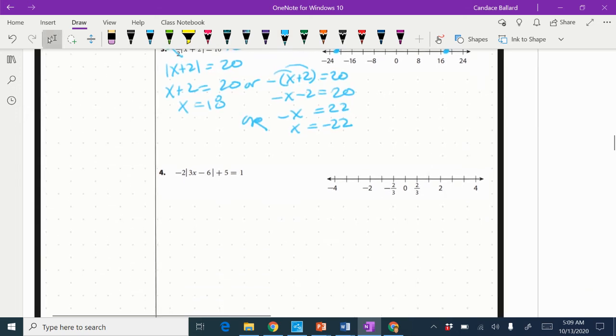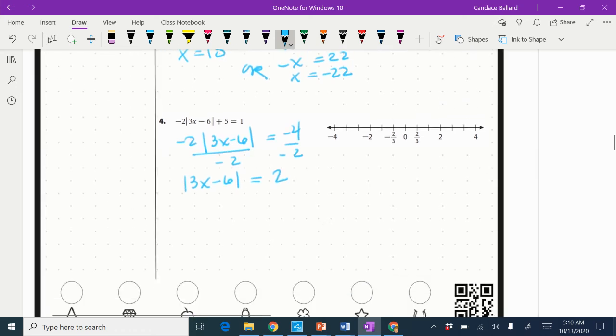Okay, let's do one more in this video. So we're going to go ahead and subtract the 5, because again, we are isolating the absolute value. So that's going to be negative 4. Then we're going to divide by the negative 2. So we're going to have absolute value of 3x minus 6 equals 2.